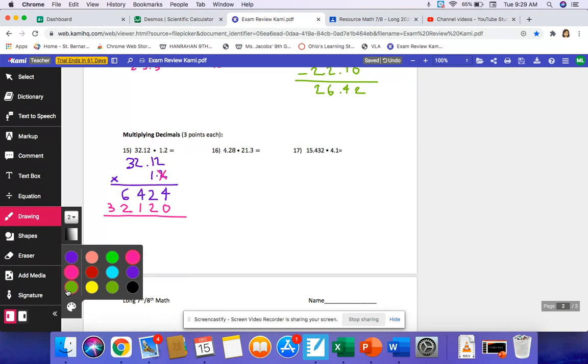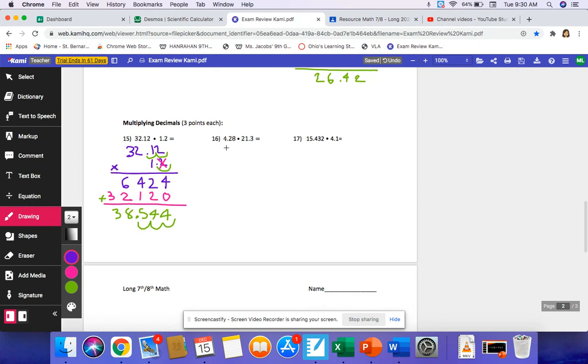Now we go ahead and add those together. 4 plus 0 is still 4. 2 plus 2 is 4. 4 plus 1 is 5. 6 plus 2 is 8. And 3 plus nothing is 3. Now we count our decimal points. In the top number, I have 1, 2. In the bottom number, I have 1. So down here, I move a total of 3. 1, 2, 3. And I get 38.544.